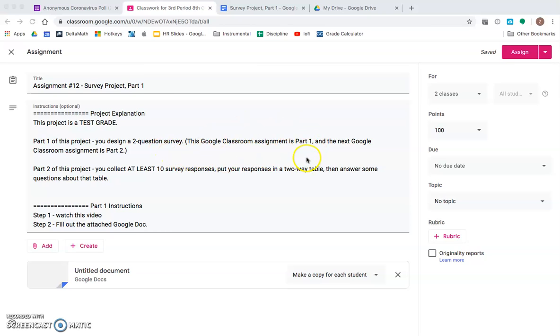This Google Classroom assignment is part 1, and the next Google Classroom assignment is part 2. Part 1 is really just making the survey, setting it up. It's just going to be a 2-question survey. Part 2 of the project is that you collect at least 10 survey responses, put your responses in a two-way table, and then answer some questions about that table. I'll make another video later to explain more about part 2. Don't worry about that. This video is just focusing on part 1 of this project.